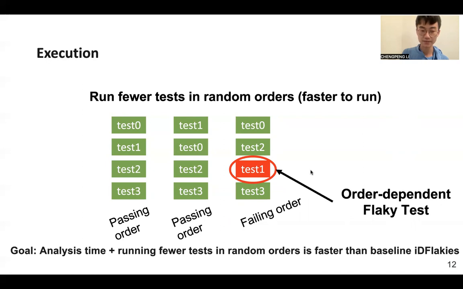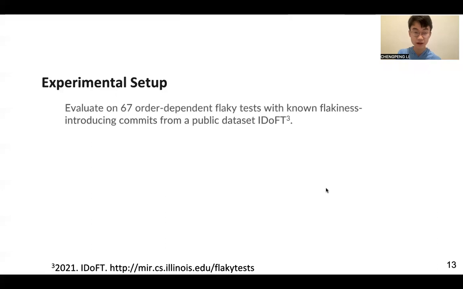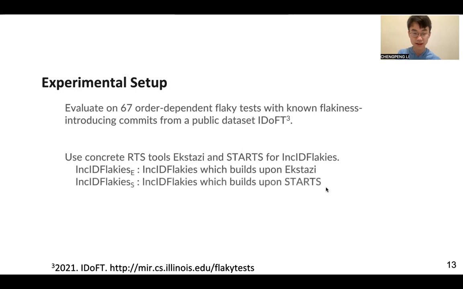the baseline ID Flakys. As for the environmental setup, we evaluate on 67 order-dependent Flaky tests with known flakiness introducing commits from a public dataset, IDOF. We use concrete regression test selection tools, Ecstasy and STARS, for ink-ID Flakys. Ecstasy is a dynamic regression test selection tool. STARS is a static regression test selection tool. Ink-ID Flakys E is the ink-ID Flakys which builds upon Ecstasy. Ink-ID Flakys S is the ink-ID Flakys which builds upon STARS.